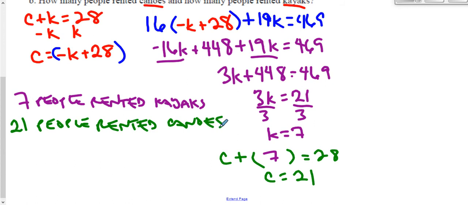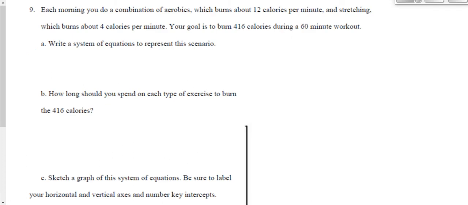Let's take a look at the second word problem. It's going to work very similarly. Each morning you do a combination of aerobics, which burns 12 calories a minute, and stretching, which burns 4 calories a minute. Your goal is to burn 416 calories, very specific, in a 60-minute workout. So again, we have to write a system of equations based on our question, and our question says, how long should you spend on each type of exercise?